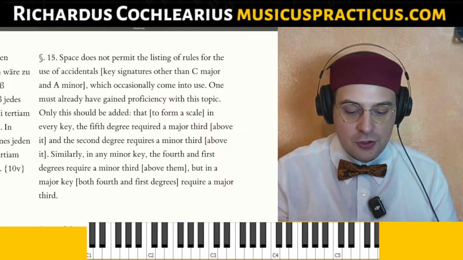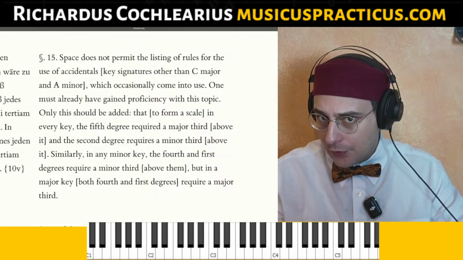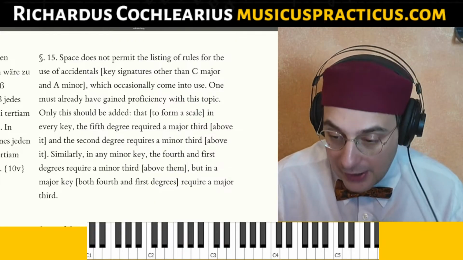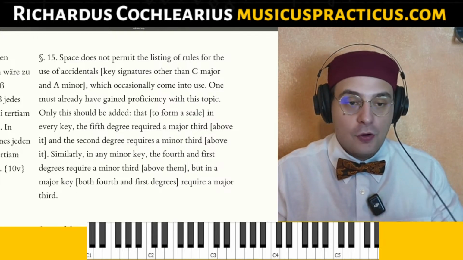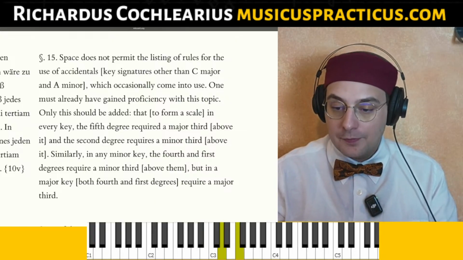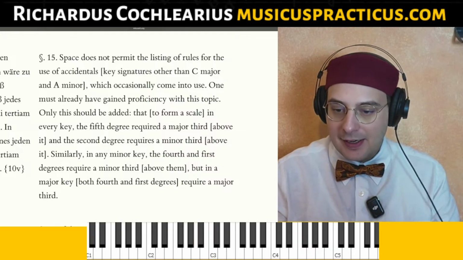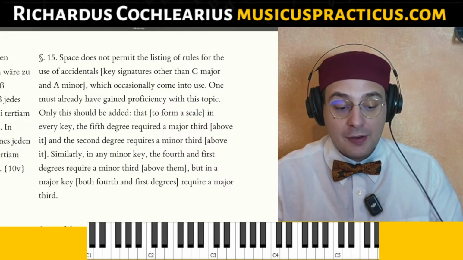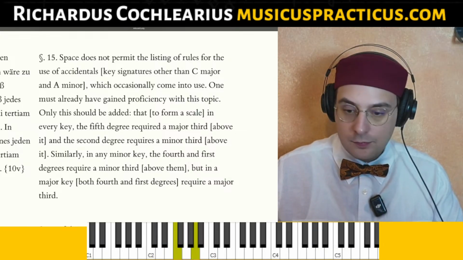So in C major, for example, the fifth degree needs the major third and the second degree the minor third. Similarly, in any minor key, the fourth and the first degree require a minor third above them, so A minor, D. Fourth degree requires a minor third, and the first degree too, because it's a minor key, re, mi, fa. But in a major key, both fourth and first degree require a major third, right? Good.